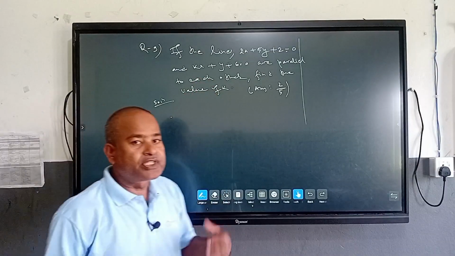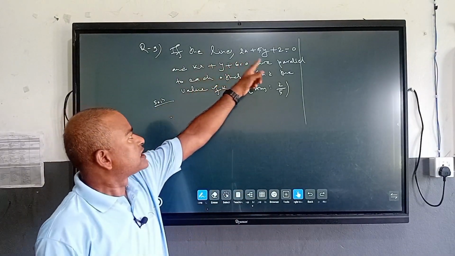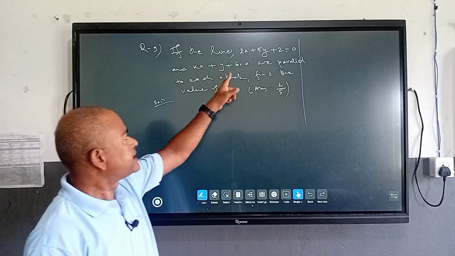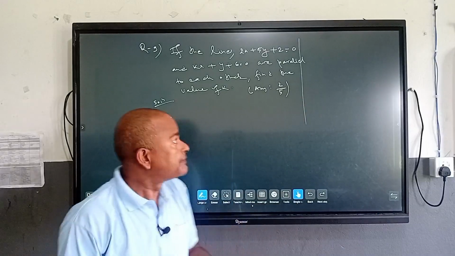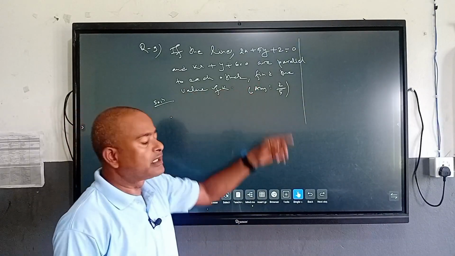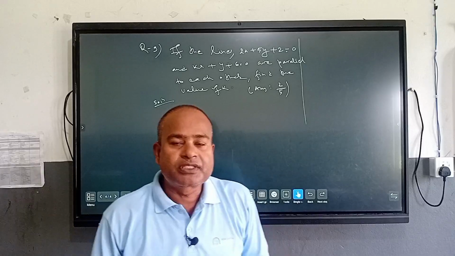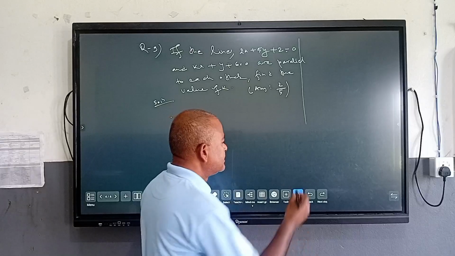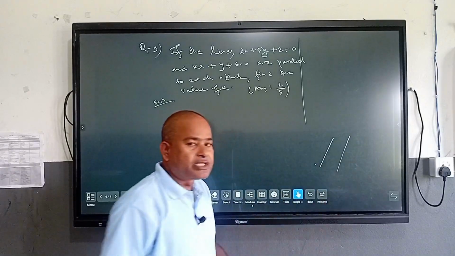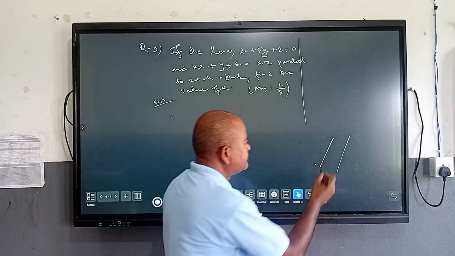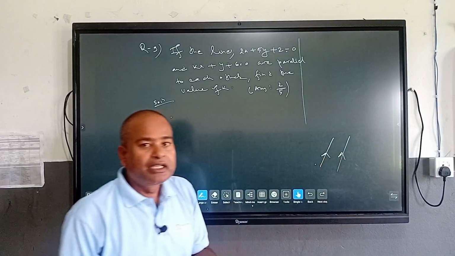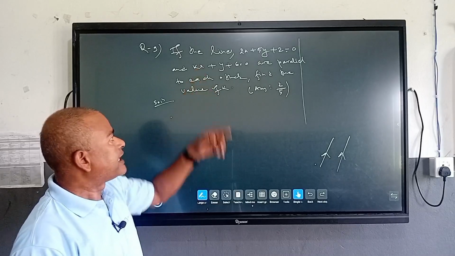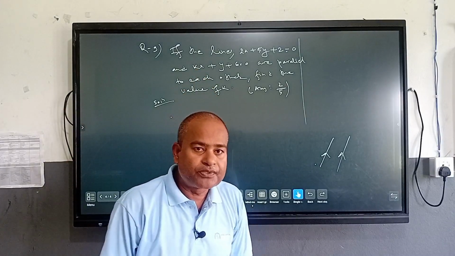Dear students, the question is, if the line 2x plus 5y plus 2 equals 0 and kx plus y plus 6 equals 0 are parallel to each other, find the value of k. In this question we are given two equations of straight lines which are parallel, and we have to find the value of k, the coefficient of x, which is unknown in the second equation.